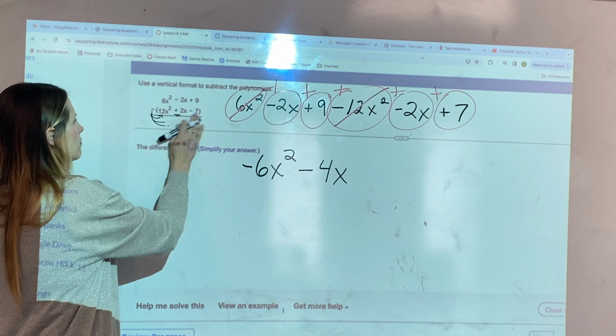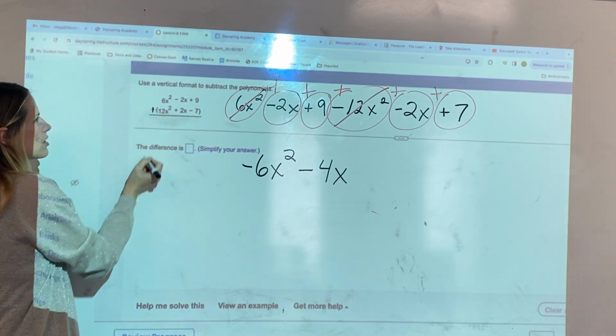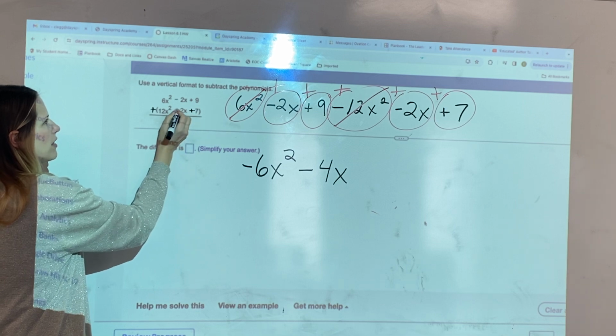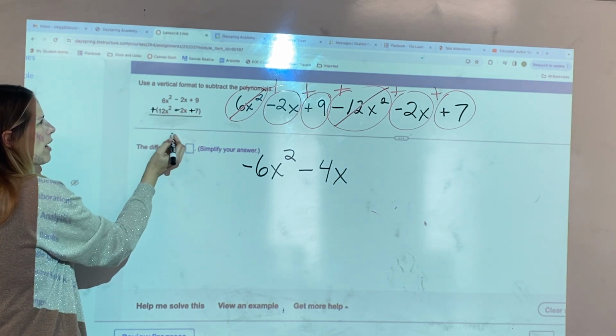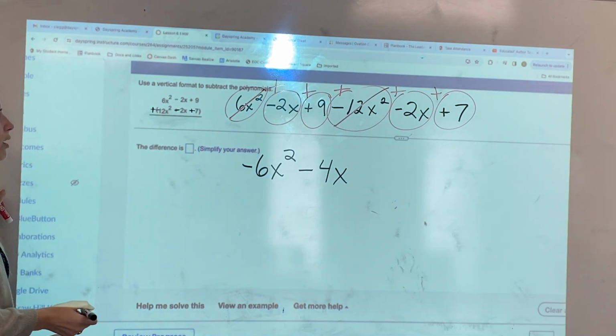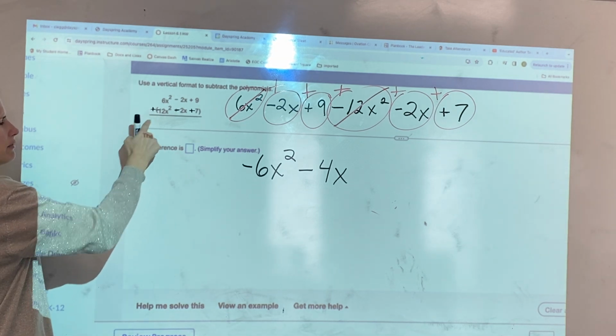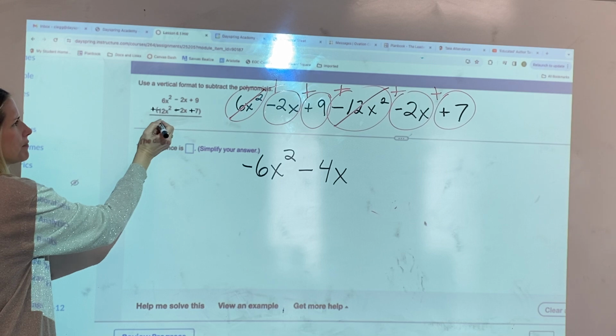Let's actually do it. Okay, let's do it. Let's kill this cockroach and change all the signs. Positive 7, negative 2x, negative 12x squared. Let's go ahead and do it. Now let's add vertically. So what is this?